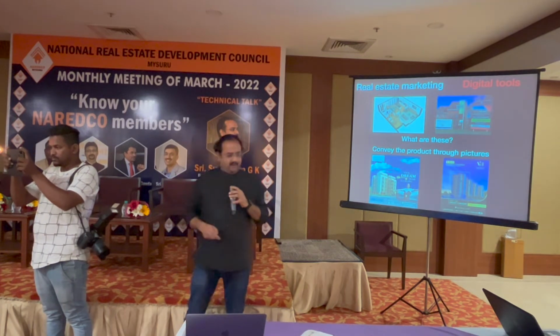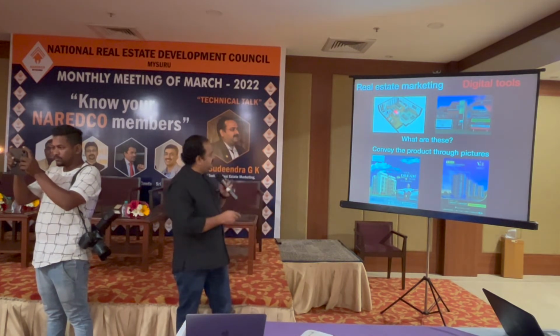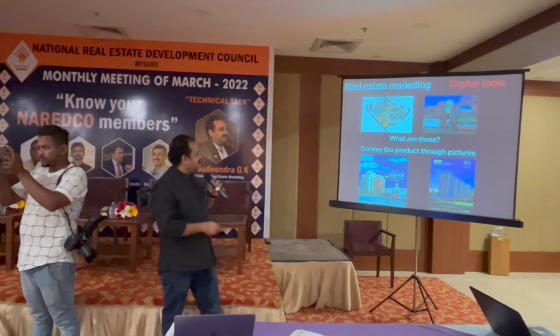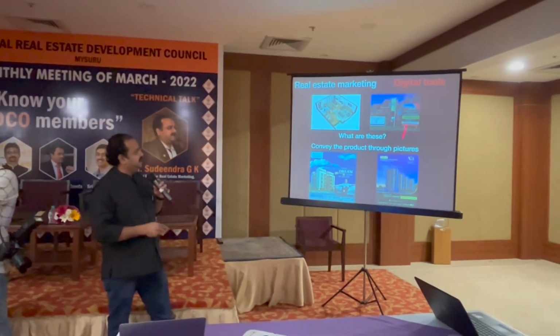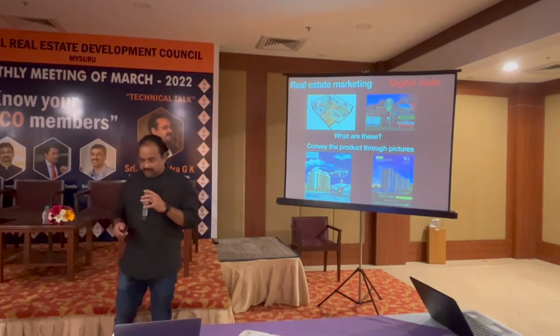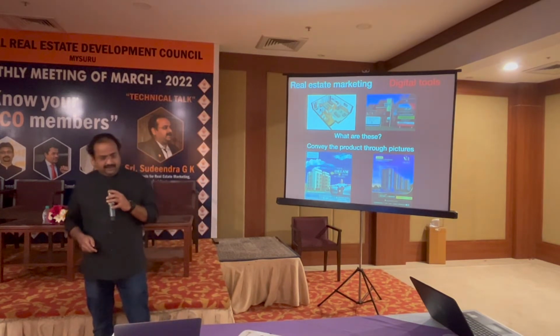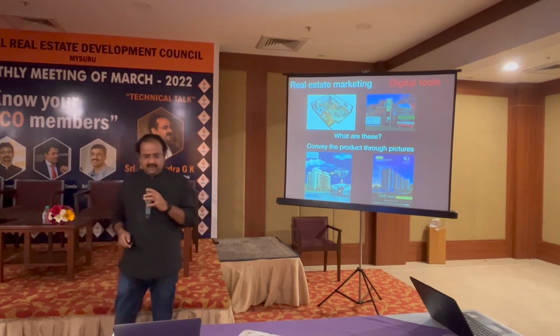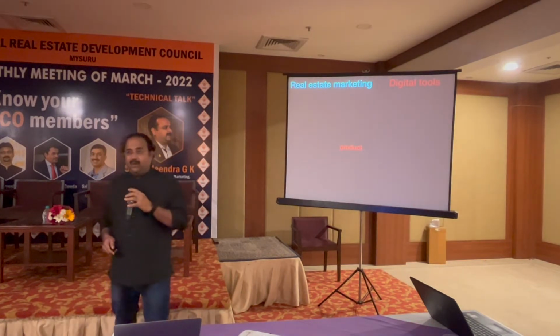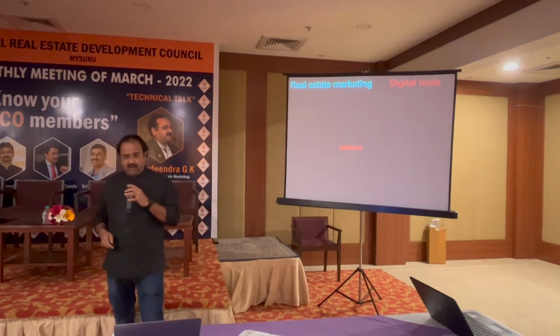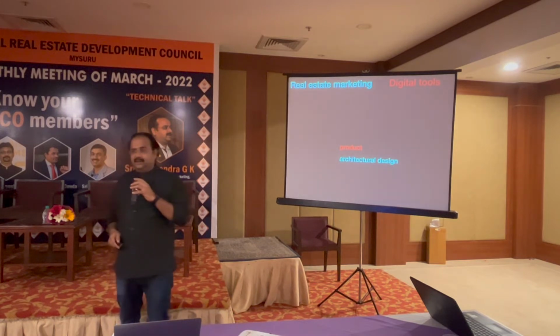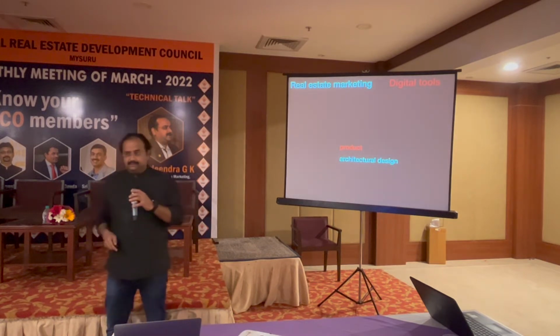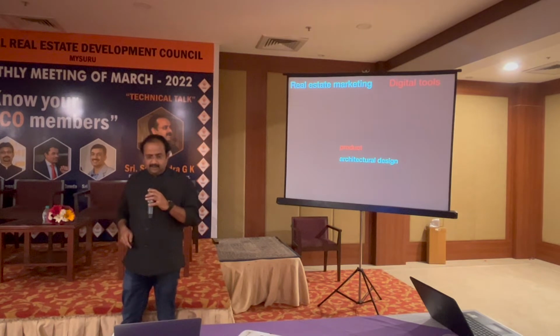Something like this. How the house is spread out, what is the kind of building, what is the height, how it is, and we sometimes are very interested to even share the actual site photos. So these are the digital tools that are used to convey the product through pictures. What are these products made up of? These products are all made up of architectural design. The developer or the builder does a project, that is a product, and then that is done through architectural design.